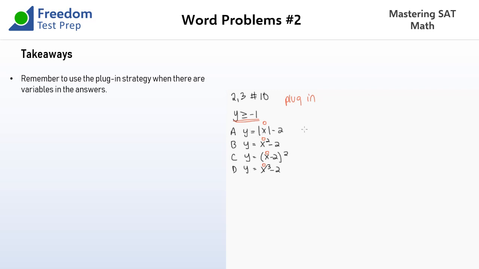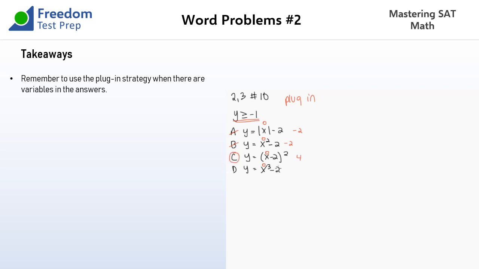That is not greater or equal to -1. That's out. 0 squared is 0. 0 minus 2 is -2 again. This is also not greater than -1. 0 minus 2 is -2. -2 squared. Hey, wait a minute. That would be 4. That's our answer.